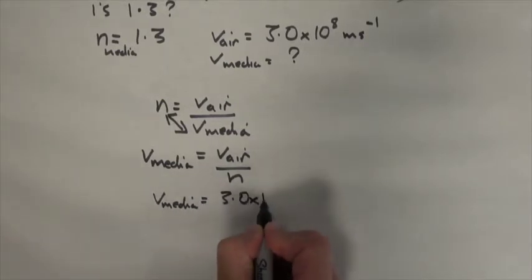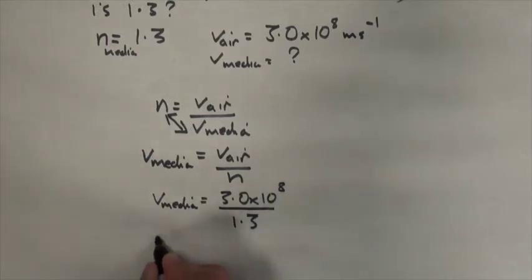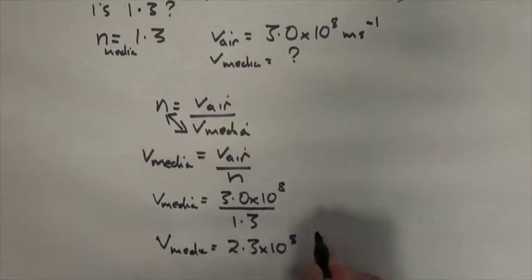So we get 3 times 10 to the 8 divided by 1.3. Calculate it through, and that's going to give me a speed of 2.3 times 10 to the 8 meters per second.